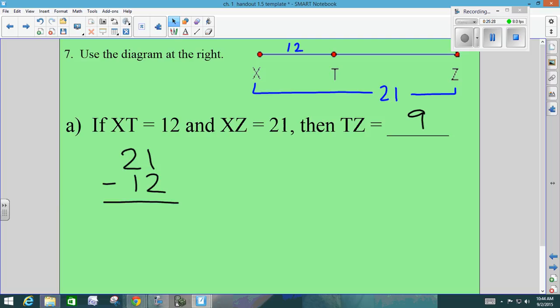I don't draw my pictures to scale. Do not rely on what it looks like, you guys. This side looks shorter than this side, but don't go off of what it looks like. Okay?